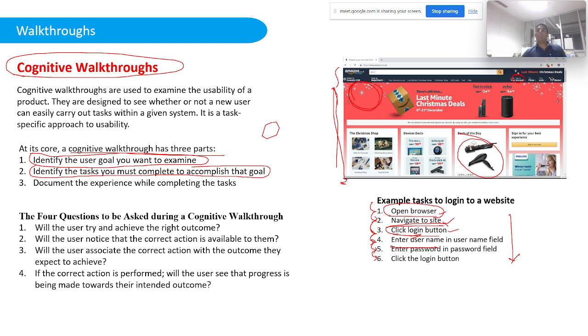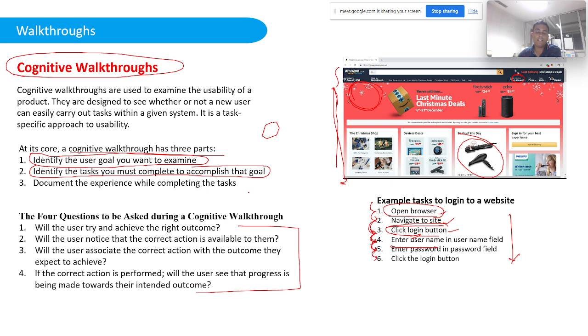Okay, so those are the mental processes that you try to capture, whether the user is having difficulty in navigating or in understanding the controls while performing the set of activities for the particular goal. So we ask some such questions in a cognitive walkthrough process.